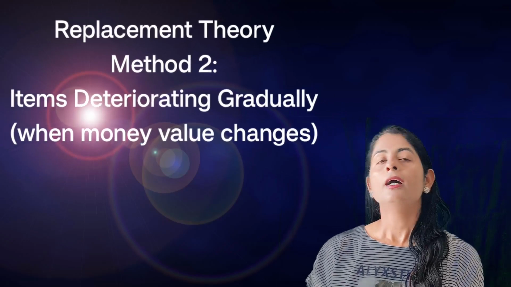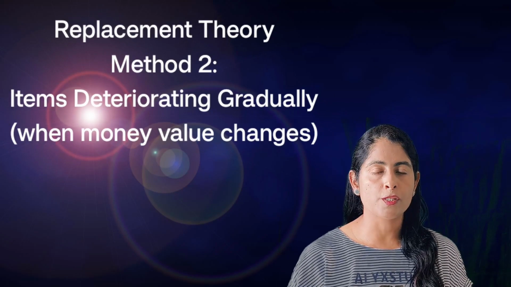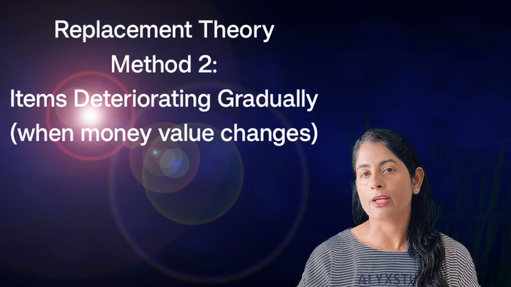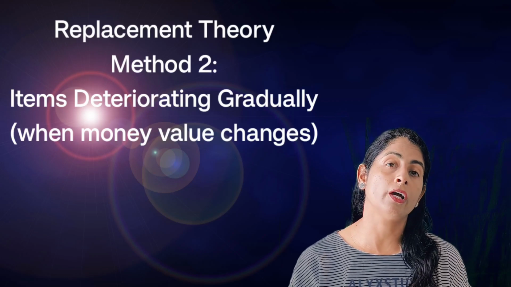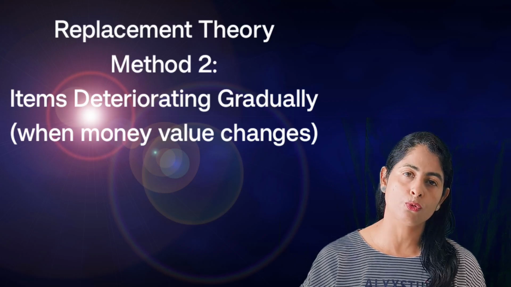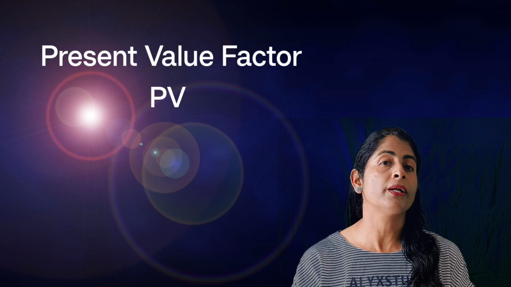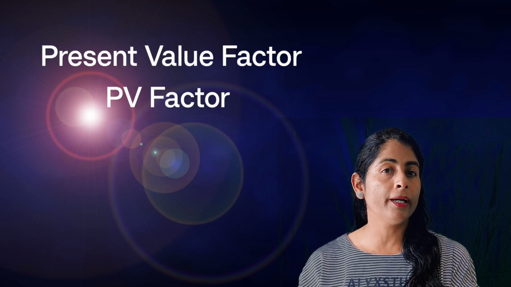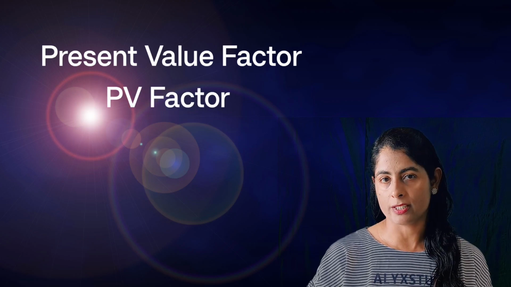Hello friends, coming to the second method of replacement theory, when things are gradually deteriorating, but for us the present value of money is also important. So in such cases we will be making use of PV factor. Now what is PV factor? It is the present value factor and the operating cost will be multiplied with such factor.